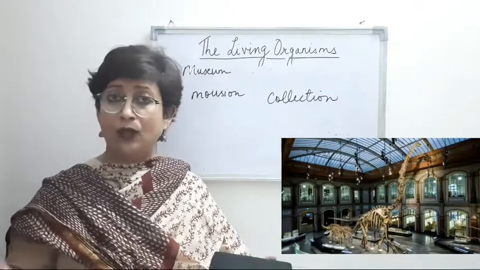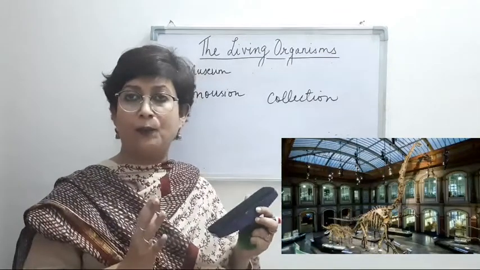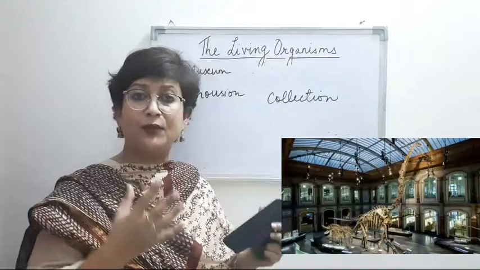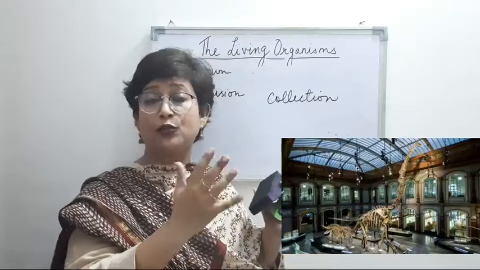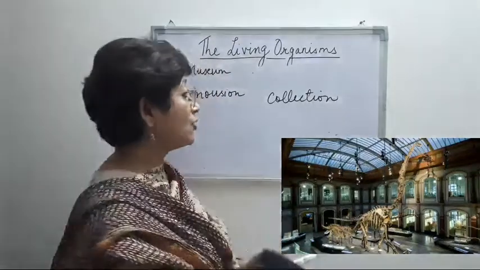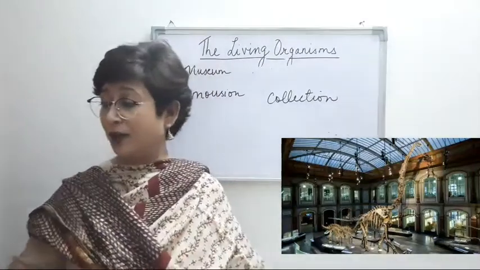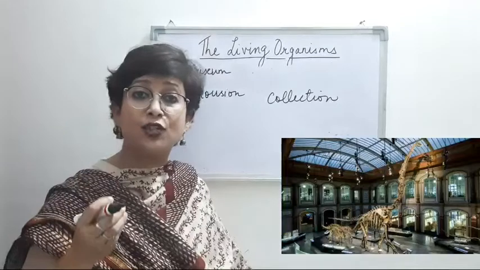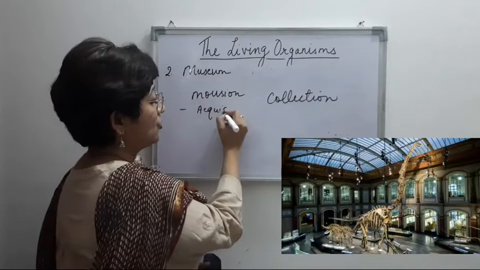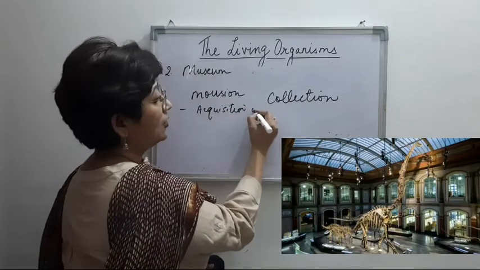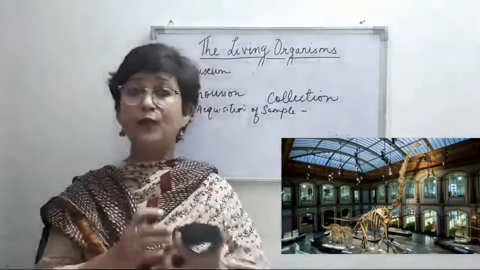Now, how does a museum work? What happens? How is it that the specimens are collected? What is the order in which the work to run a museum is done, right? The first thing done in the museum is the collection of the specimen, or we can say acquisition of the sample, right? So the first step is the acquisition of the sample. What is acquisition of the sample? To get the sample from somewhere.